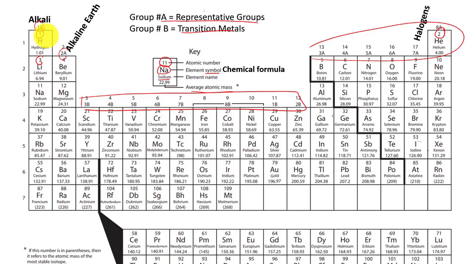Well, in group 1A, the only thing that we need to be aware of is the hydrogen right there. That hydrogen is an exception. It is actually a nonmetal. It is not a metal at all.